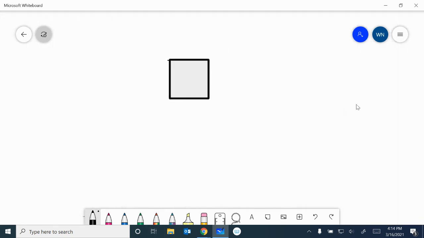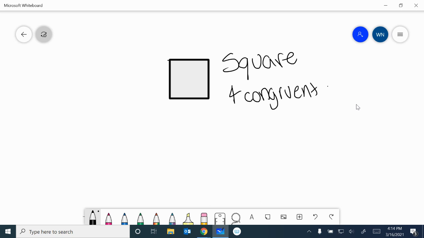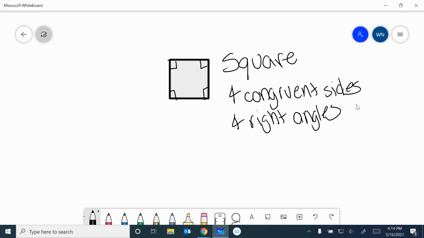This one is a square. Now, a square is a very special parallelogram with 4 congruent sides and 4 right angles. Let's take a look at this shape. You've got 1, 2, 3, 4 right angles and 1, 2, 3, 4 parallel and congruent sides. That's a very specific shape.